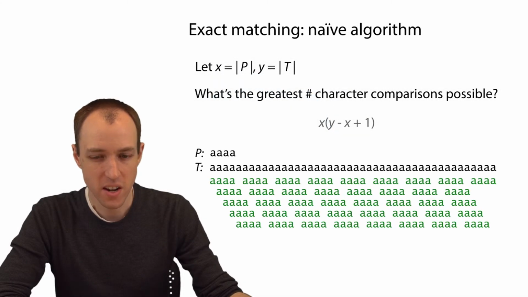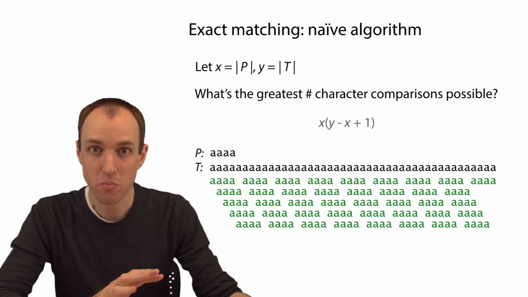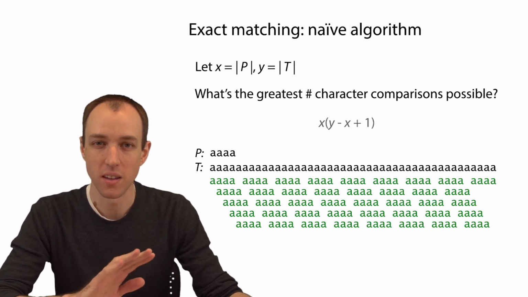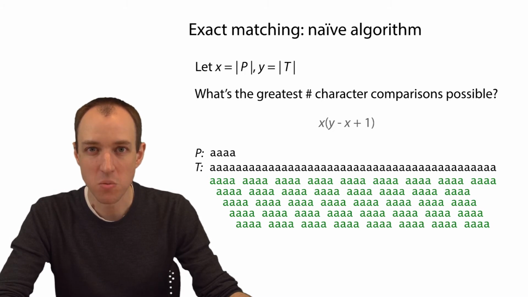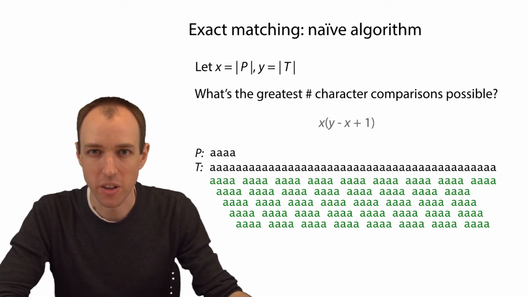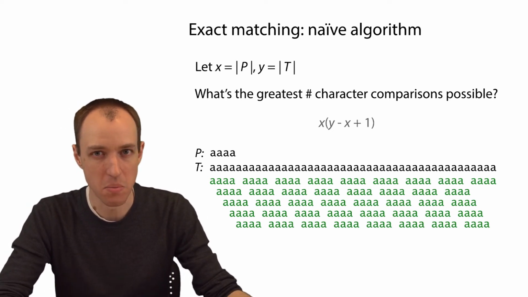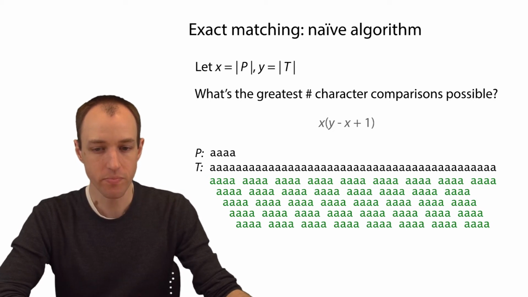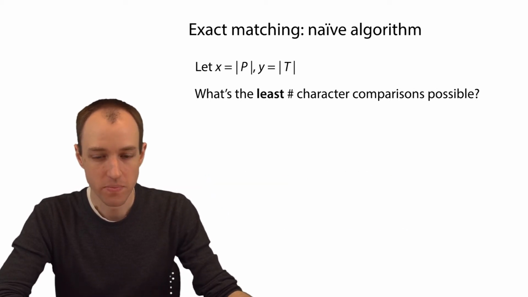Well, the worst case scenario looks like this. This is a scenario where every character of P matches every character of T. So every character comparison results in a match, and therefore we go through the inner loop the maximum number of times. Okay, that seems like a pretty rare case, but it's good to keep in mind that that's the worst case. Here's another question. What's the least number of character comparisons that are possible?